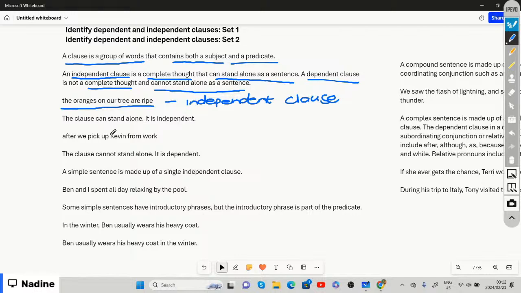Then, after we pick up Kevin from work, dot, dot, dot, and then. So now the question is, after we pick up Kevin from work, and then, which means that this is not a complete thought, so this is a dependent clause. It is missing something. We said a dependent clause cannot stand on its own, which means that it will probably need the assistance of an independent clause.